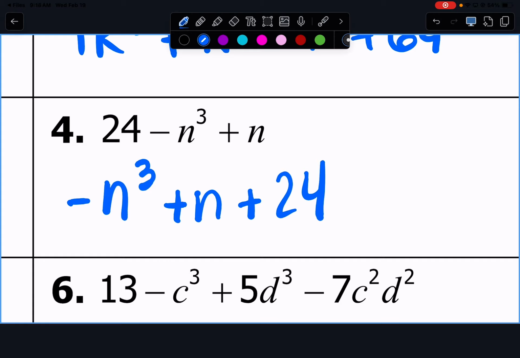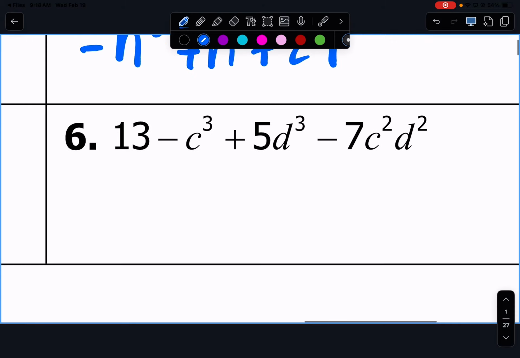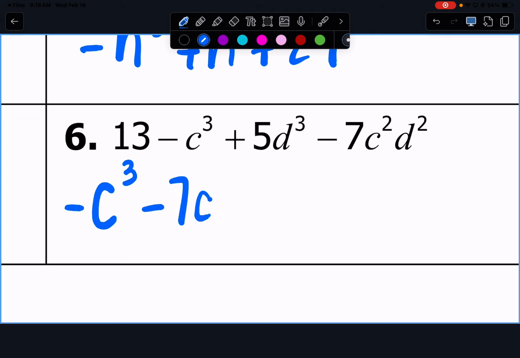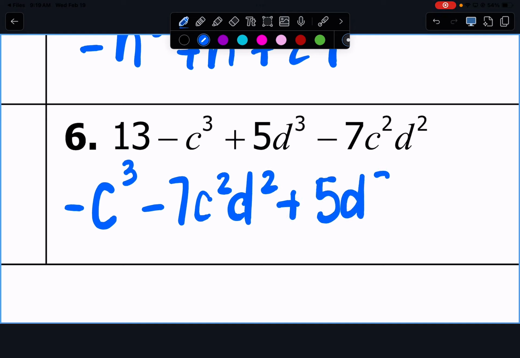All right. Number 6. Negative c to the third power, minus 7c squared d squared, plus 5b cubed, plus 13. Perfect. That is how we put them in standard form. That is all we got to do.